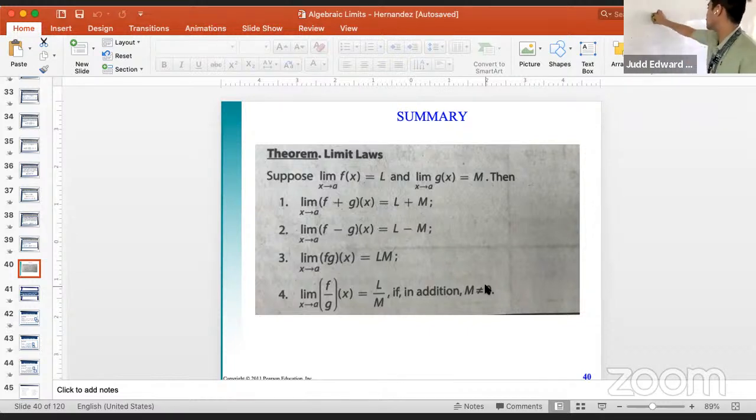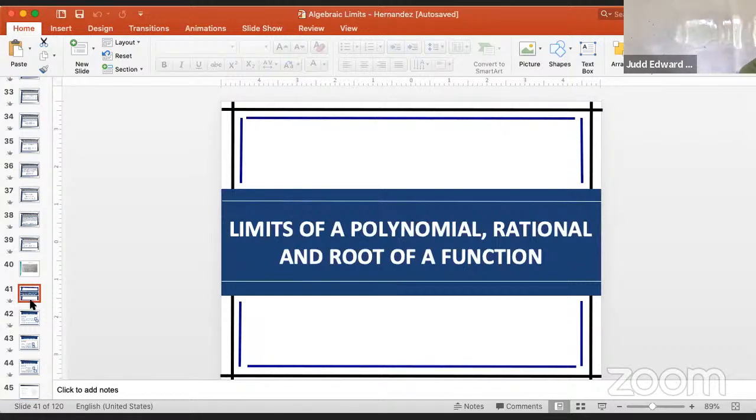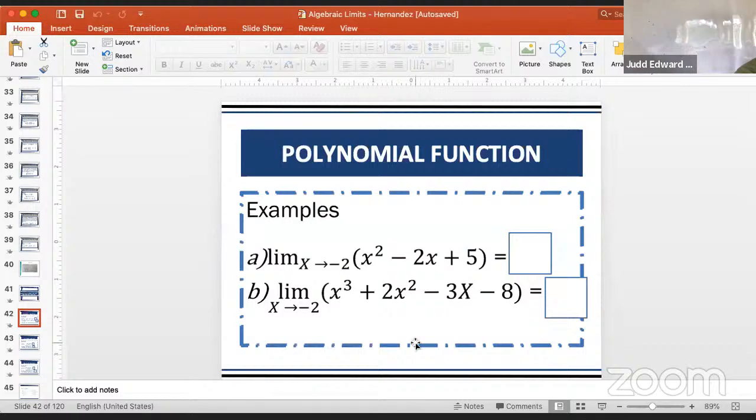Kasi may solution talaga siya. All we have to do is to look for that solution. And that solution, yun yung i-discuss natin this morning. Okay? So, limits of polynomial, rational and root of a function. So, could you please, mabilisan lang? Pwede bang ibigay niyo sa akin agad yung sagot dito? Anyone? Para mabilis nating masagot for number 1.